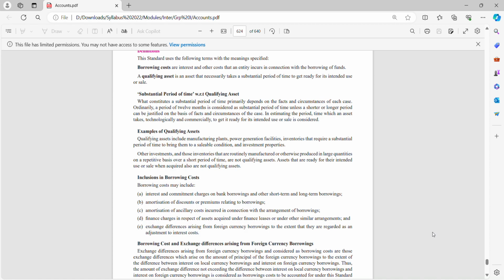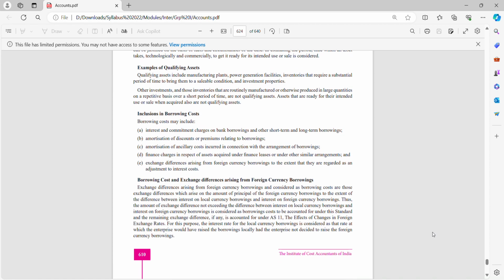Inclusions in borrowing cost. What all points can you include in your borrowing cost? Obviously interest and commitment charges on bank borrowings and any other short-term and long-term borrowings. Then you have amortization of discounts or premiums relating to borrowings, amortization of ancillary costs incurred in connection with arrangements of borrowings, and finance charges in respect of assets acquired under finance lease or under other similar arrangements. So all these points are covered under borrowing cost.